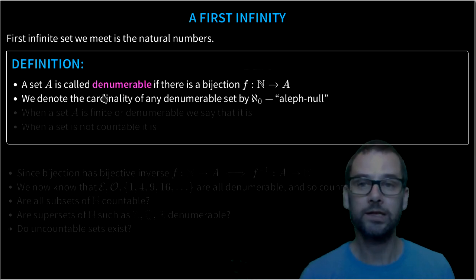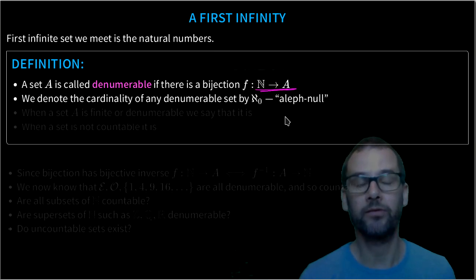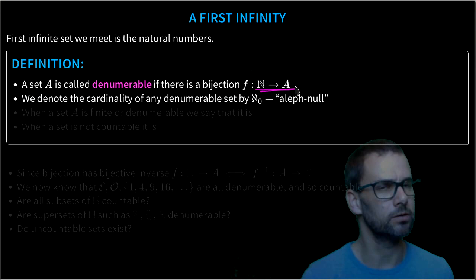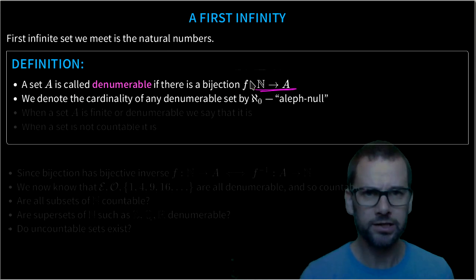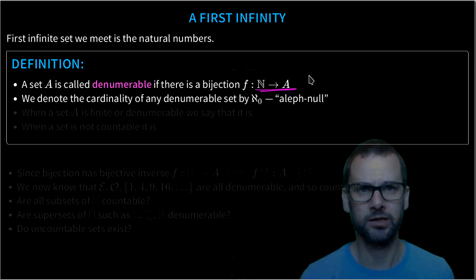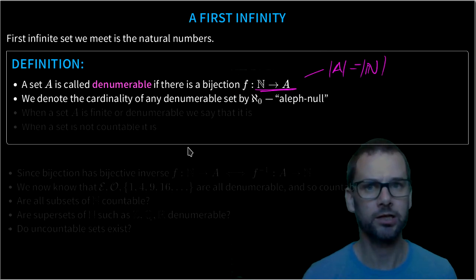So we call a set denumerable if we can construct a bijection from the natural numbers to it, or if you like, between, because if there's a bijection one way, there's a bijection back. So a set's denumerable when there's a bijection with the natural numbers. And of course, this is just saying, hey, the set A has the same size as the set of natural numbers. Okay, so there's a bijection between them.